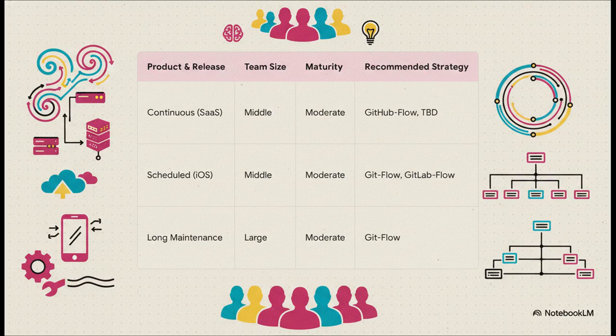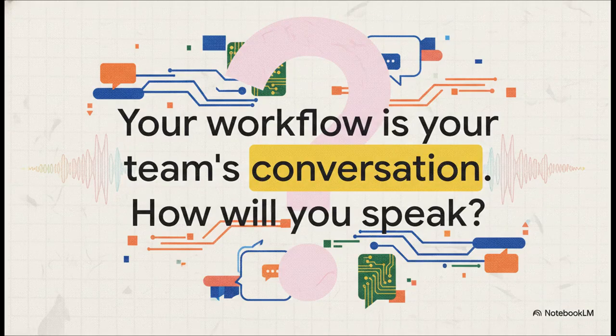You can look at how you release, your team's size, its experience level, and get a solid recommendation. For example, building a web app you deploy constantly, GitHub Flow is probably your best bet. Working on a massive enterprise platform with a release every 6 months, the structure of GitFlow is going to be your friend.